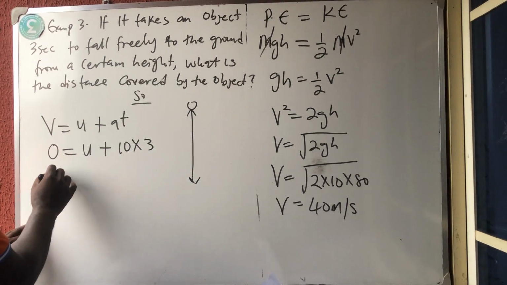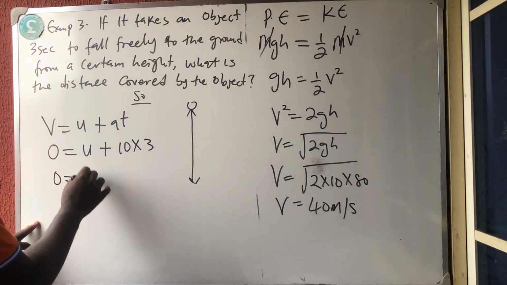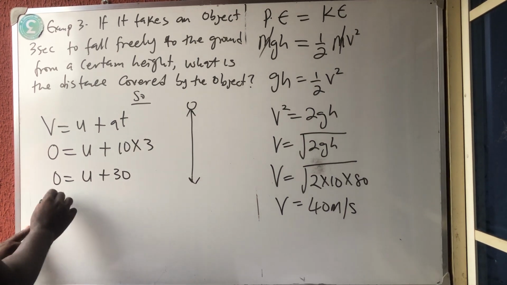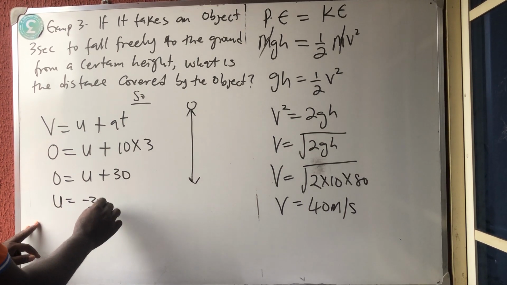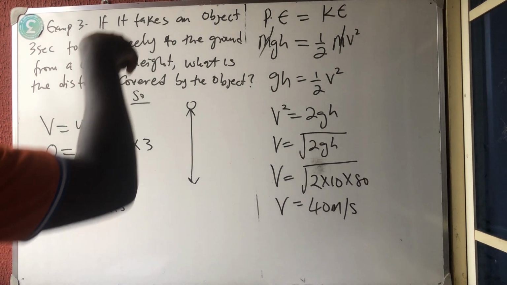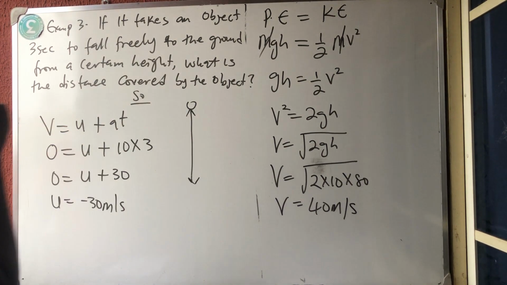We are having that 0 is equal to u plus 30. So I'm having that u is equal to minus 30 meter per second as the initial velocity. How did we get that? When a body is falling, it's falling with gravity.